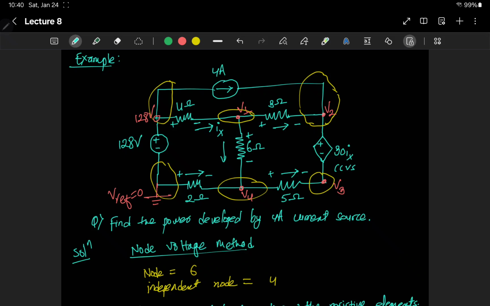So we don't have the voltage values for V2 and V3, and there is a voltage source in between those two, V2 and V3. And if you recall from our lecture, anytime you have two independent nodes that are connected by a dependent or independent voltage source such as this one, there is an opportunity to apply supernode. So in this case, we can apply supernode here.